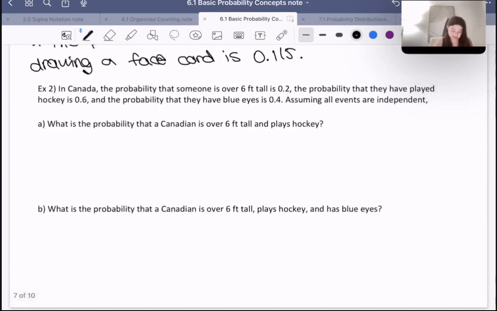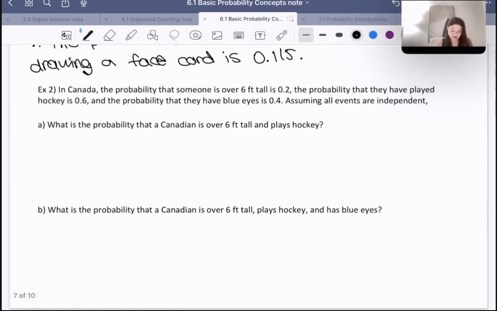Example 2 says, in Canada, the probability that someone is over 6 feet tall is 0.2. The probability that they have played hockey is 0.6, and the probability that they have blue eyes is 0.4. Assuming all events are independent, what is the probability that a Canadian is over 6 feet tall and plays hockey? Well, again, let's do that. Probability of over 6 feet tall and plays hockey.